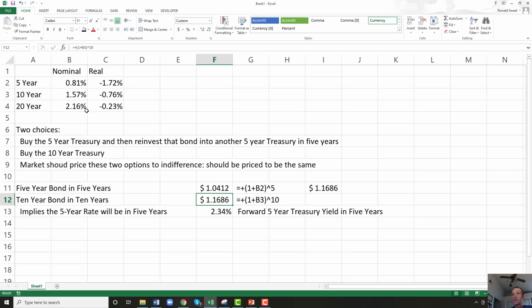Now, what is the bond market saying? They're expecting 5-year rates to rise dramatically. They're at 0.81%, and they expect them to be 2.34% in 5 years.